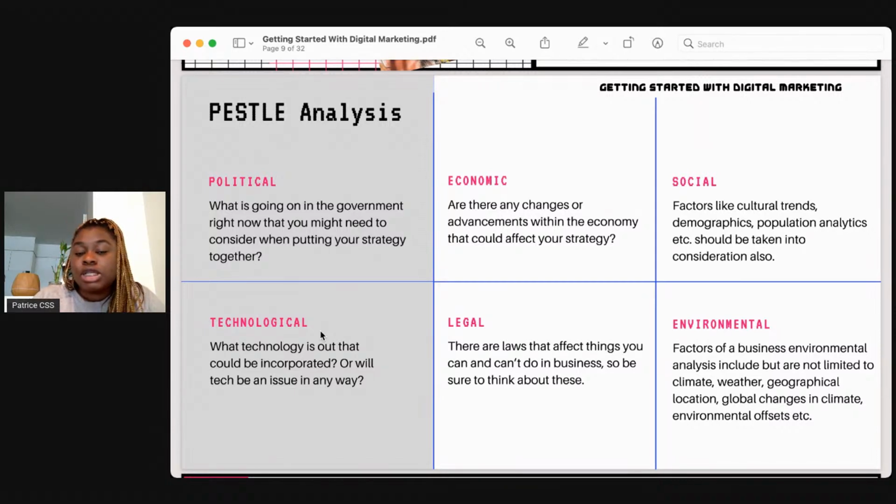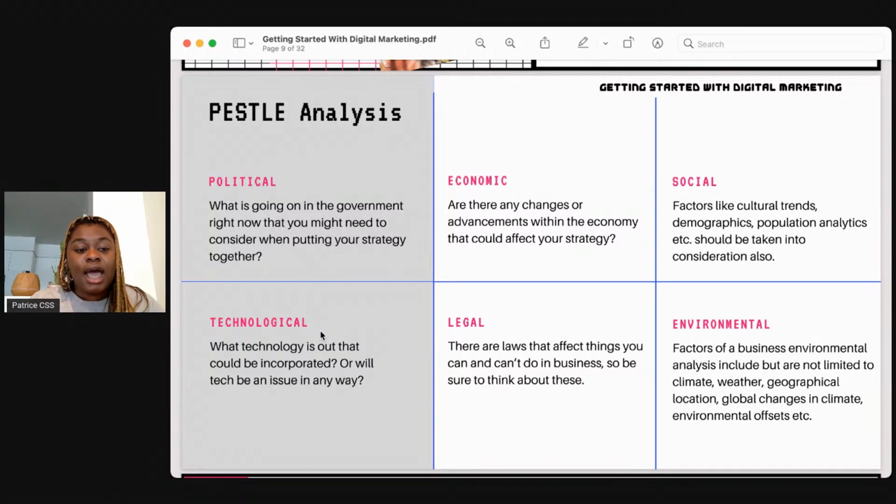Technological. What technology is out that could be incorporated? Will tech be an issue in any way? Maybe the current technology in the world is not quite where you need it to be to push a certain idea forward, or maybe it's something that you need to create, or maybe some new technology came out that's really going to benefit your business, benefit your target audience, and help you get the word out about what you're doing.